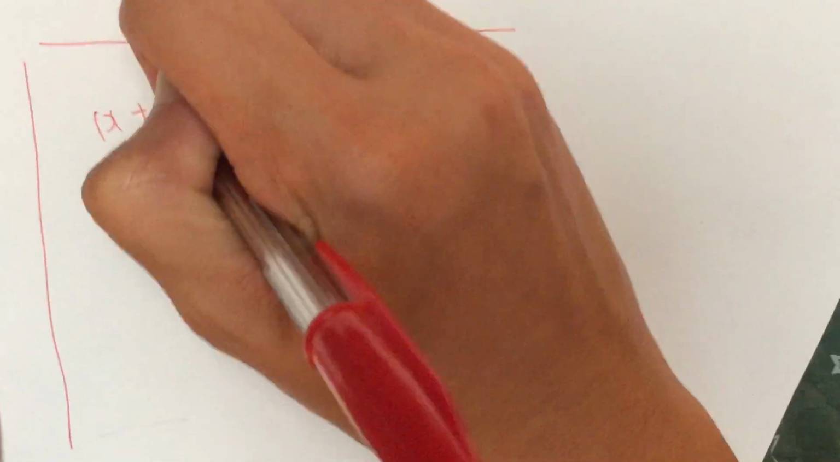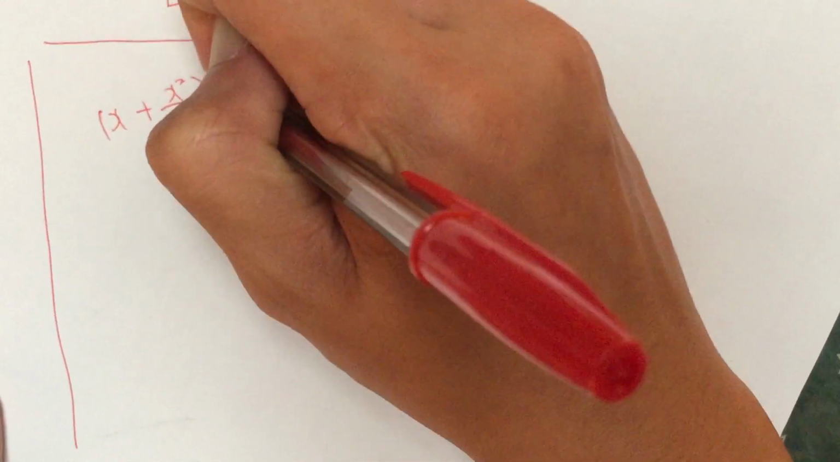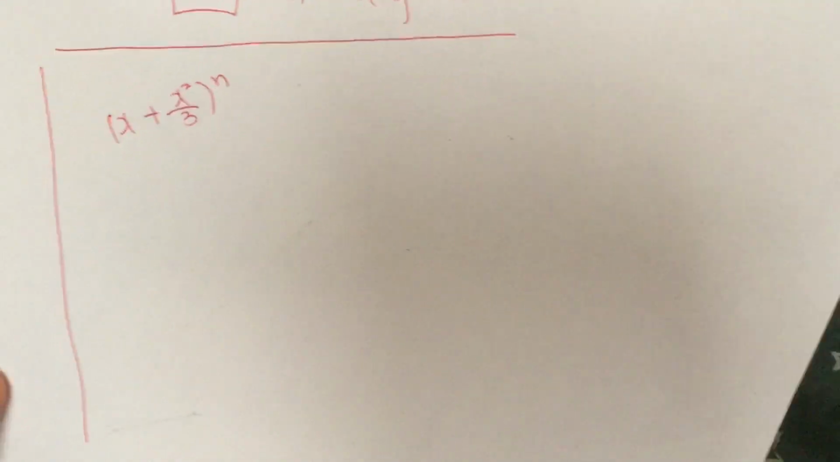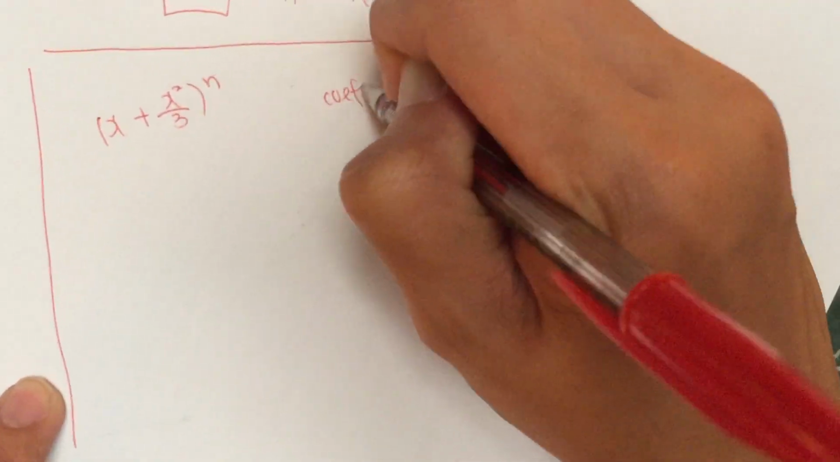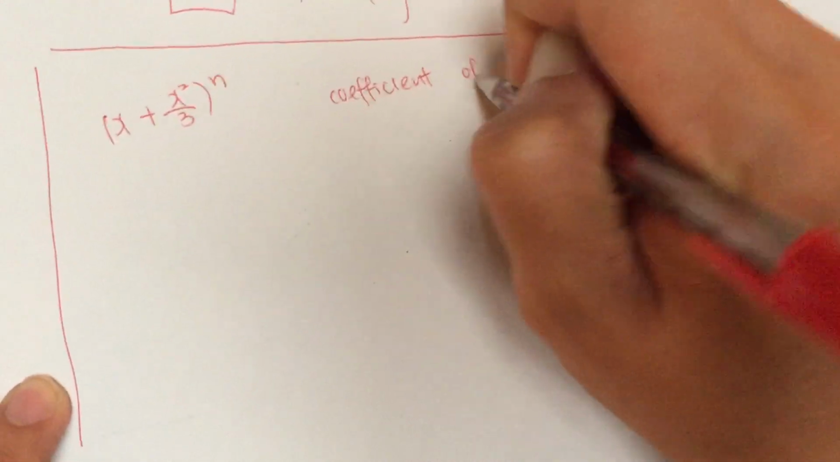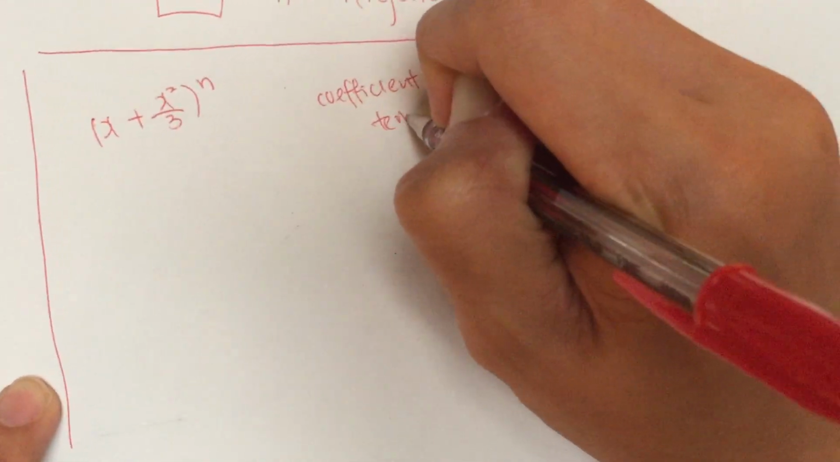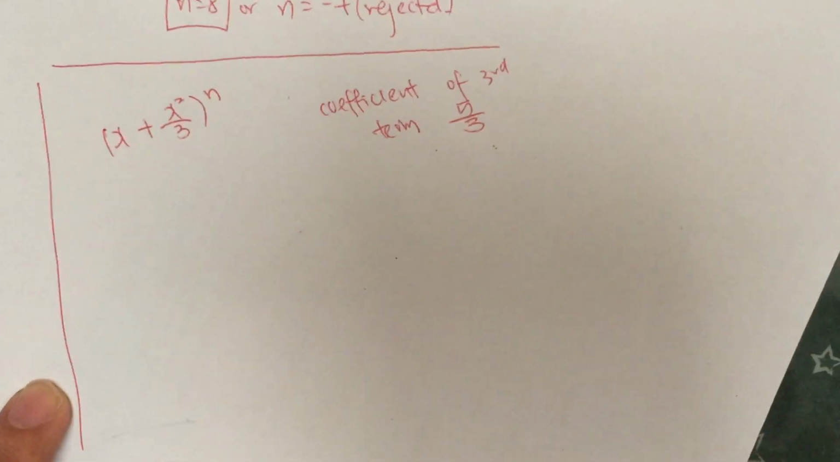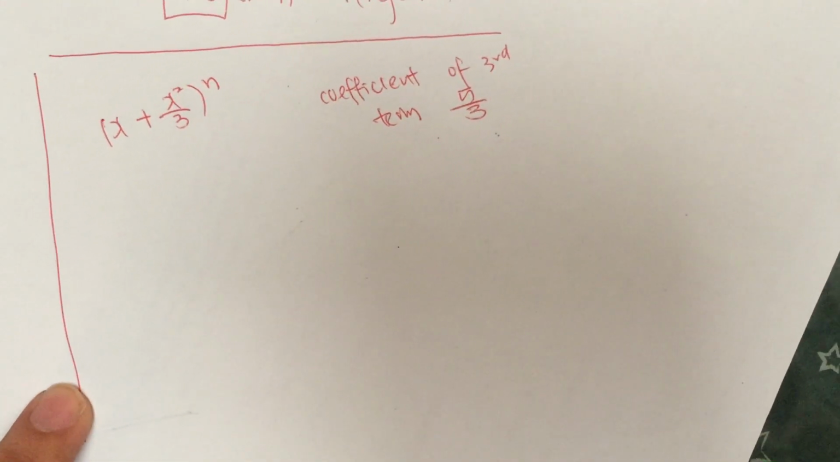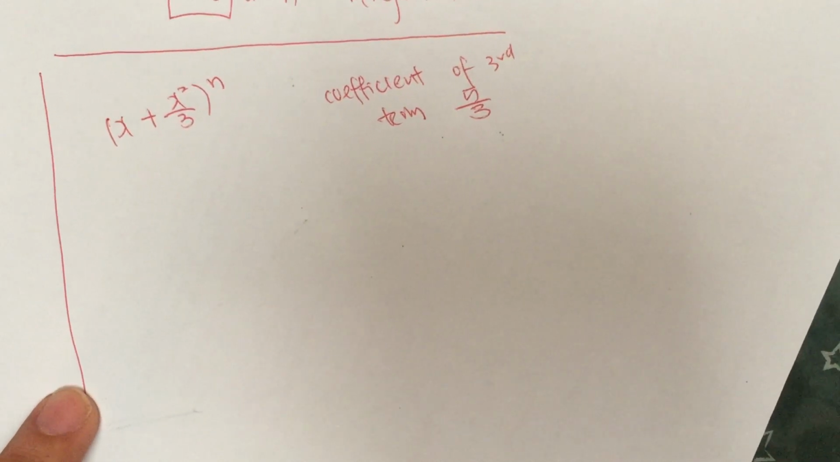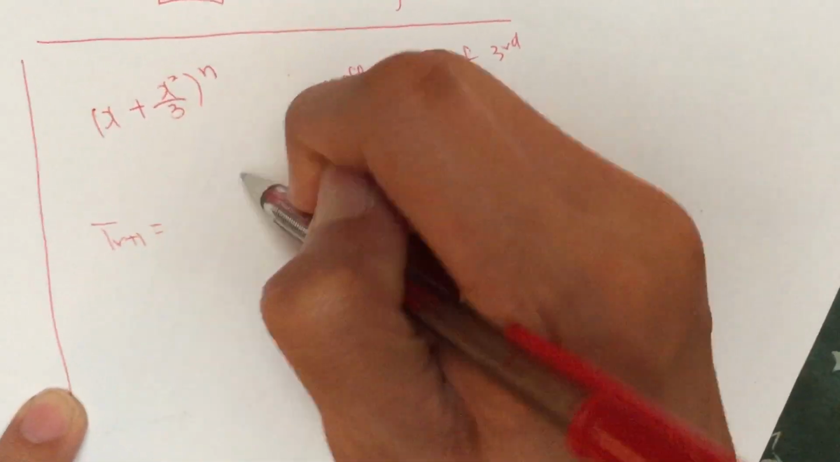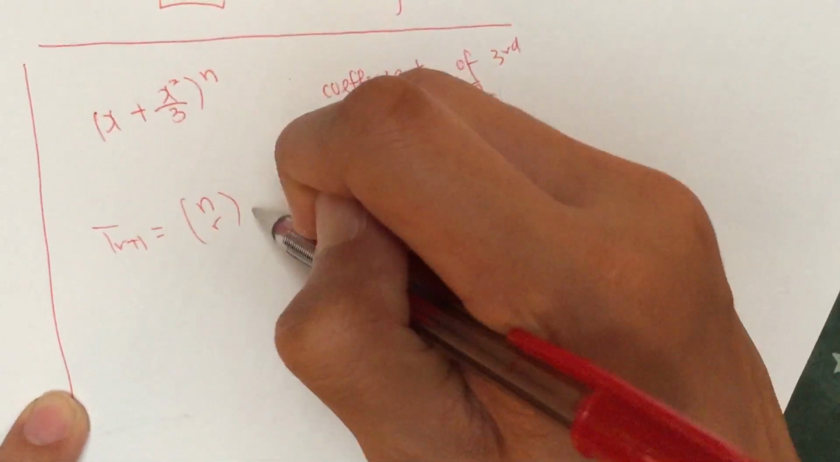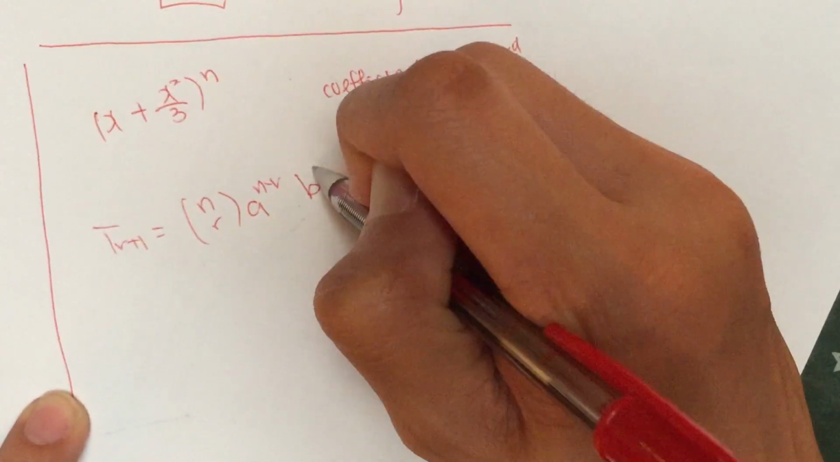Okay, so the next question looks like this. x over 3, to the power n. Again, I don't know what power it is, but the question gives us that the coefficient of the third term is 5 over 3. Not a very nice number. But it doesn't matter. I am going to use the r plus 1th term to help me again this time. So let's write down the r plus 1th term: nCr a to the power of n minus r, b to the power of r.